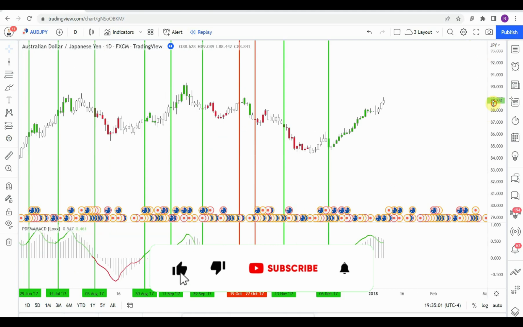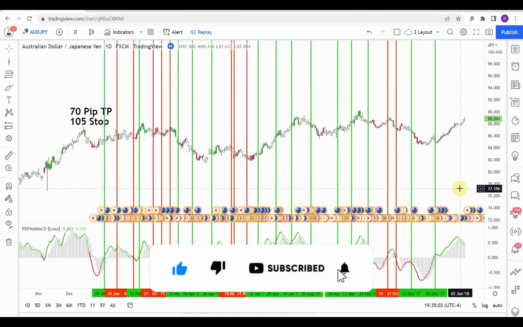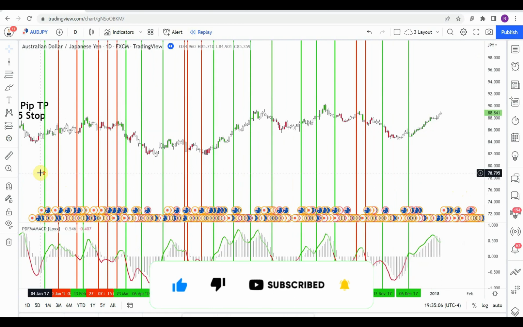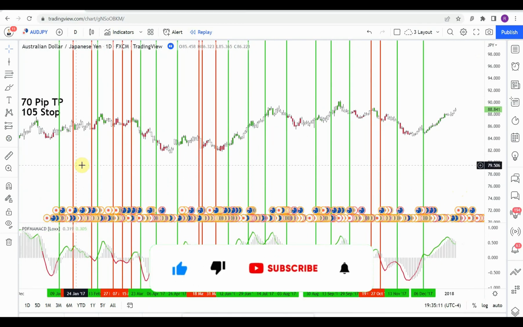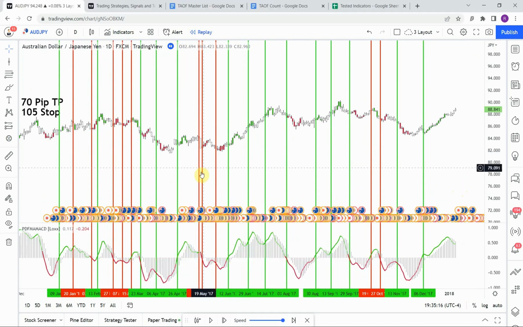All right, so let's go ahead and take a look at our indicator here. A decent number of trades within the 1 year's time. Let's go ahead and count it out and see what we have. So 1, 2, 3, up to 24. So we have 24 trades all together, and we have 14 winners.